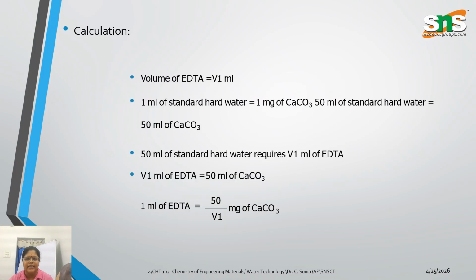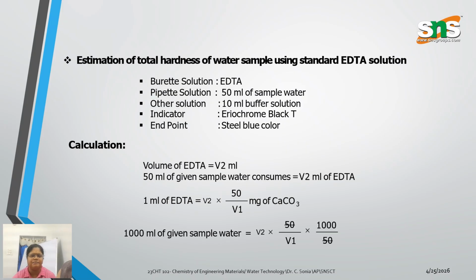So how do you calculate this? Take the volume of EDTA as V1 ml. 1 ml of standard hard water is equal to 1 milligram of calcium carbonate, so 50 ml of standard hard water is equal to 50 milligram of calcium carbonate. 50 ml of standard hard water requires V1 ml of EDTA. So V1 ml of EDTA is equal to 50 milligram of calcium carbonate, and 1 ml of the EDTA will be equal to 50 by V1 milligram of calcium carbonate.